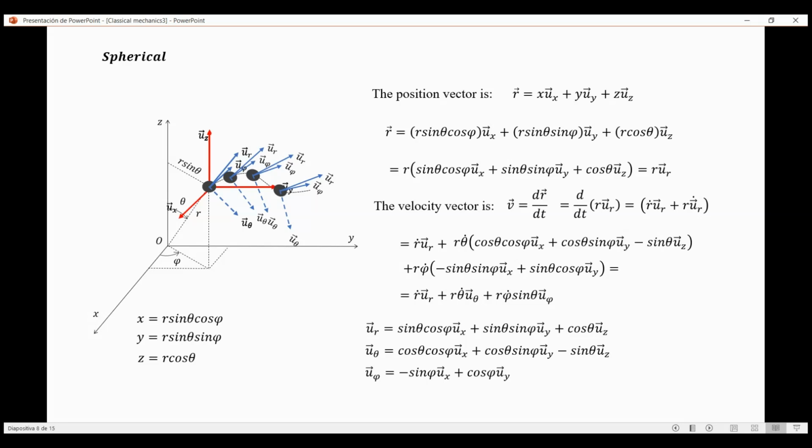So finally, the velocity is r dot ur plus r theta dot u sub theta plus r phi dot sine of theta u phi. We just took out sine of theta, which multiplies minus sine of phi ux plus cosine of phi uy, and this is u phi. This is just simply taking care and being patient, doing derivatives, and just substituting.